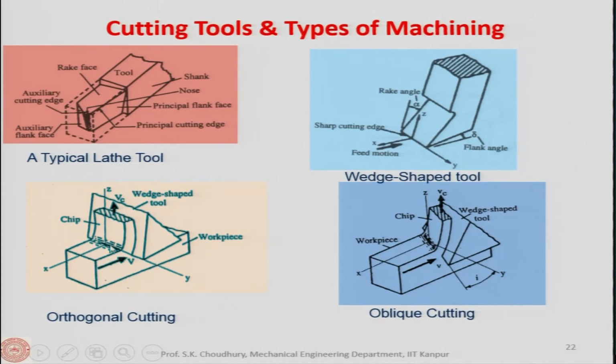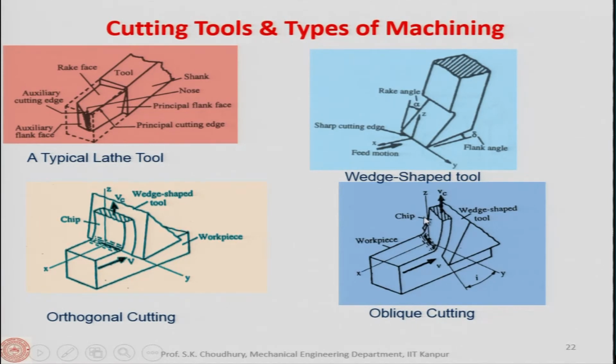But when the tool edge is inclined with respect to the cutting velocity vector, as you can see from this diagram, okay, that the tool edge which is here, this is inclined with respect to the cutting velocity vector by an angle of this, okay, I. This is called the tool inclination angle. So, in that case, this kind of a cutting process is called oblique cutting, okay.